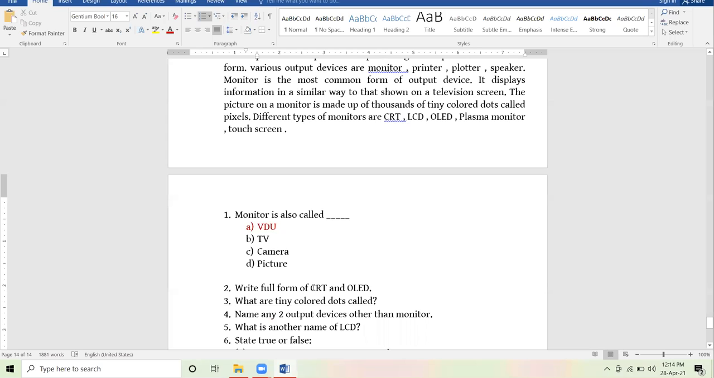Write the full form of CRT and OLED. Full form of CRT first. Yes, Raghav. CRT. Sir, cathode ray tube. The full form of CRT is cathode ray tube. All right. OLED.